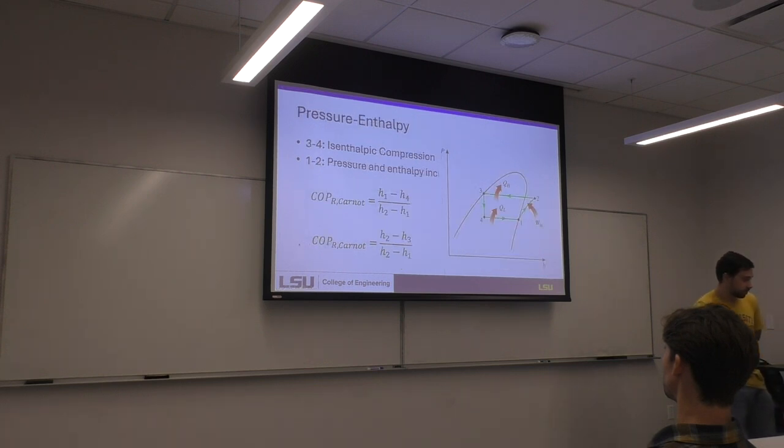Then on a pressure enthalpy diagram, you can see that between 3 and 4 is characterized by isenthalpic expansion, and stages 1 and 2 are characterized by a pressure and enthalpy increase. And then when you're looking at a pressure enthalpy diagram, you can find the COP for refrigeration and heat pump systems by taking the enthalpies of different stages and making a ratio of those.